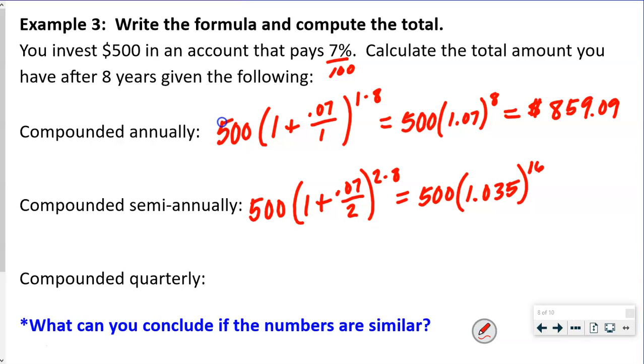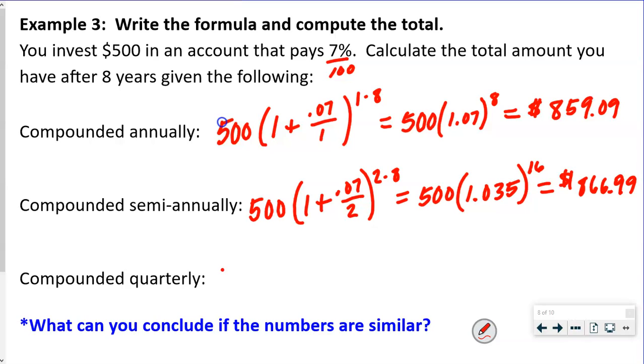Now, obviously, you can take what's in the parenthesis, add it together, and then take it to the 16th power, or you can simplify it first. Doesn't really matter which one you do, okay? So now this one is going to be $866.99. And remember, whatever that next digit is, that's what you got to round with. If it's 5 or above, you round up. If it's 4 or below, you round down, okay?